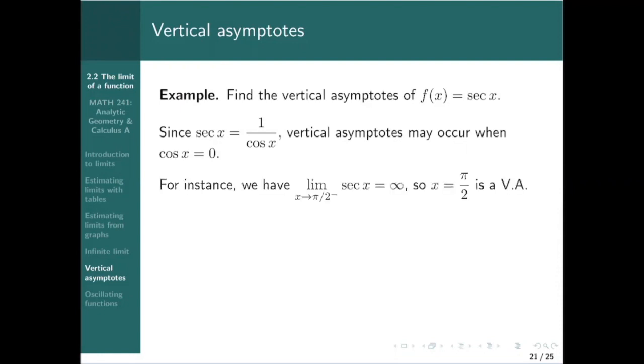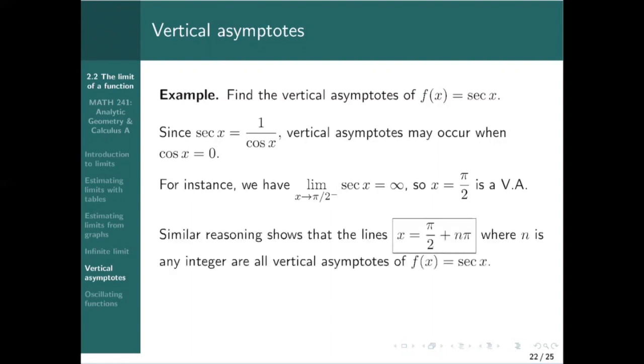So let's take a look at one of the one-sided limits of secant of x as x goes to pi over 2. Let's consider the left side limit. So as x goes to pi over 2 from the left, secant of x goes to infinity. So the conclusion is that x equals pi over 2 is a vertical asymptote, or VA for short. And then if we use similar reasoning, the conclusion that we are going to get is that any line of the form x equals pi over 2 plus n times pi, where n is an integer, is going to be a vertical asymptote for the function f of x equals secant of x.